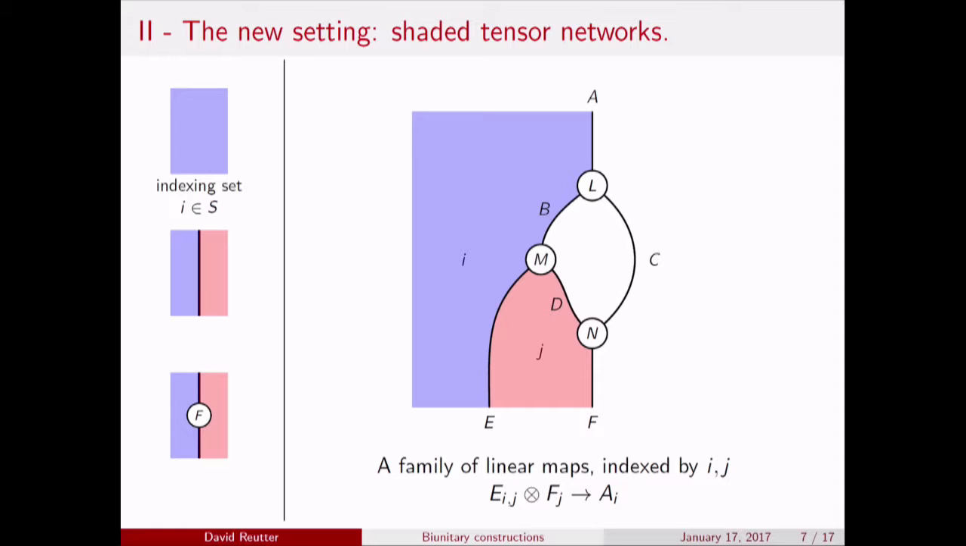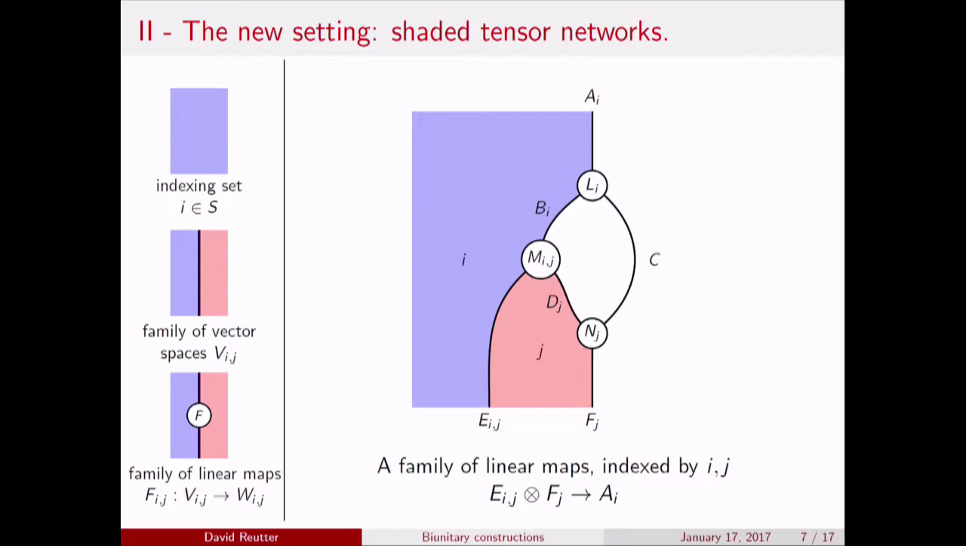The shaded regions really correspond to indexing sets. So the blue region corresponds to an index I. The red region corresponds to an index J. Wires between two regions correspond to a family of vector spaces labeled by the adjacent regions. So here, this wire on the bottom between the blue and the red region is a family of vector spaces labeled by I on the left and J on the right. The wire on the bottom right, which is labeled by Fj, labels a family of vector spaces labeled by the adjacent red region labeled by J.